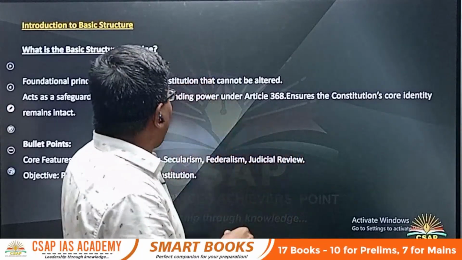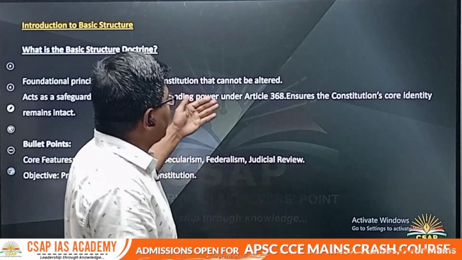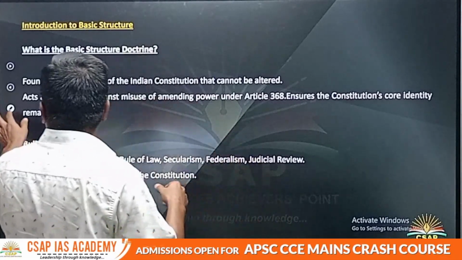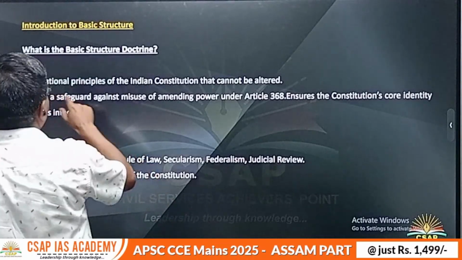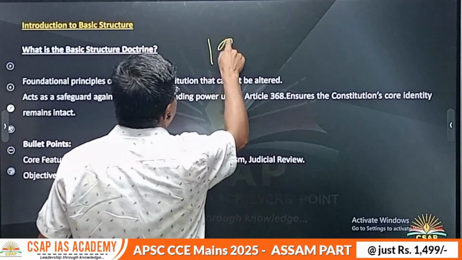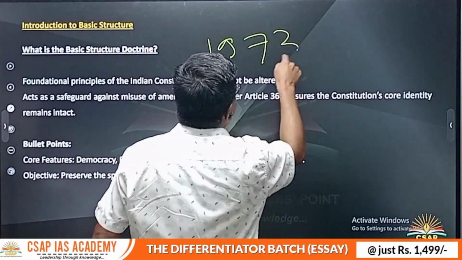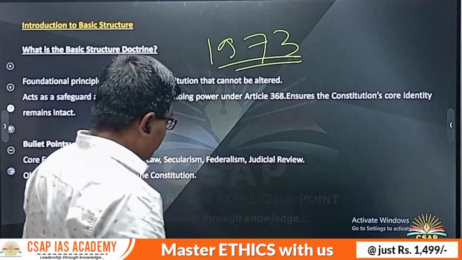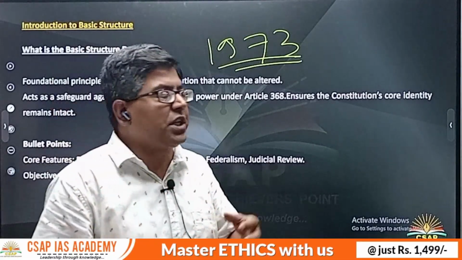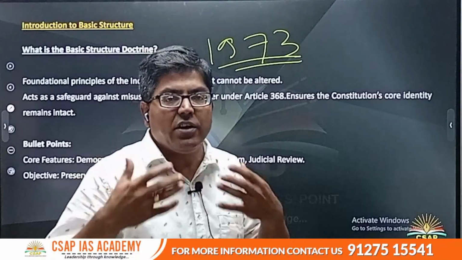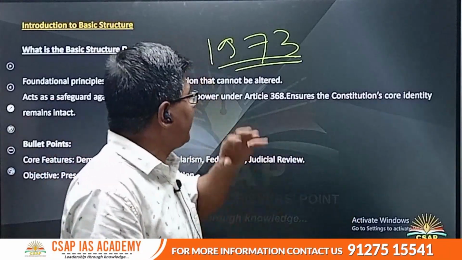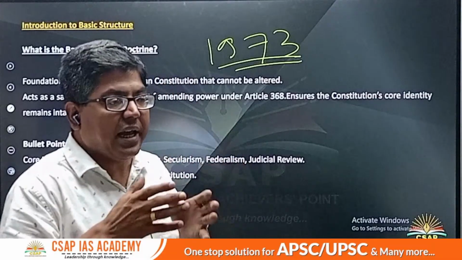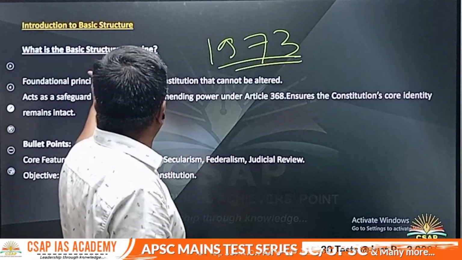So basically, after the Golaknath case, we came to this judgment, the Kesavananda Bharati case, which was in 1973, right. One of the largest constitutional benches, and the bench did not deliver a unanimous judgment, as we all know. The bench basically was divided, but nonetheless the majority judgment held that there was this basic structure.